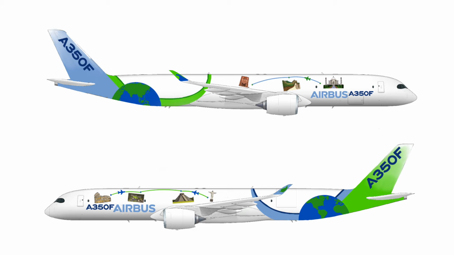And also just going off of that, since it's more efficient and has a longer range, that's where the world comes in, because it can fly pretty much everywhere in the world. And that is why I included the wonders of the world, because it's the world, and the A350 can fly you to any of them, connect you to all the world wonders.